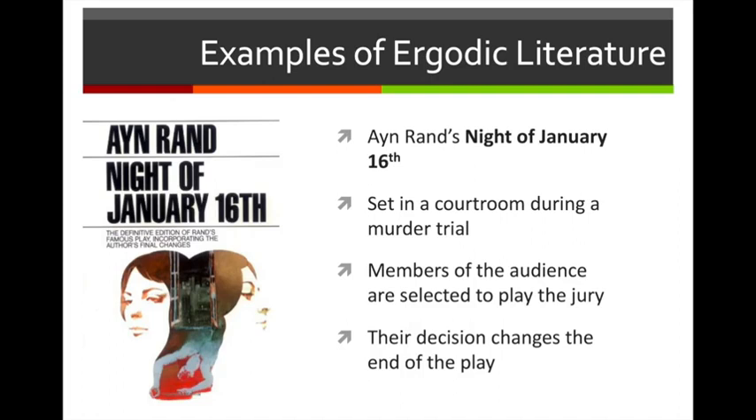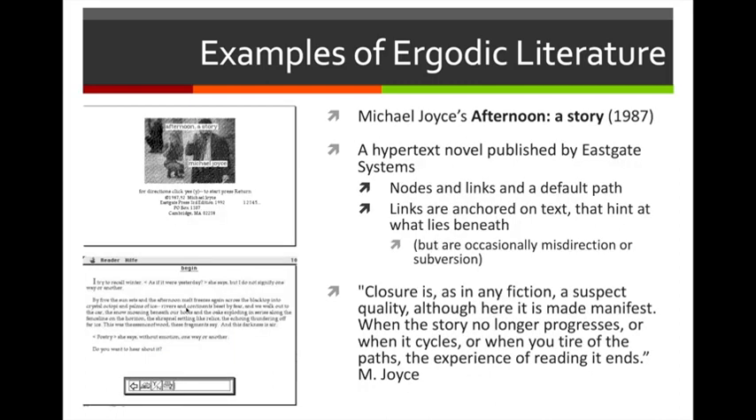These examples exist in performance art too. In Ayn Rand's The Night of January 16th, a play which is a courtroom murder trial, members of the audience are selected at the beginning to play the jury, and they actually pass a verdict at the end, and their decision changes the end of the play. So the play changes potentially every night, depending on what the jury believe.